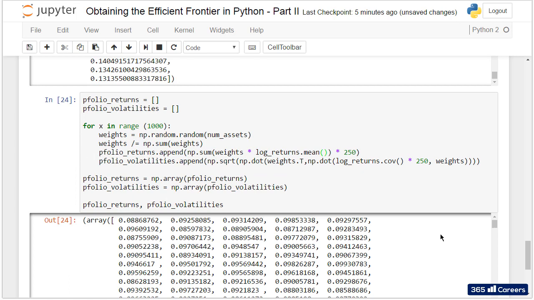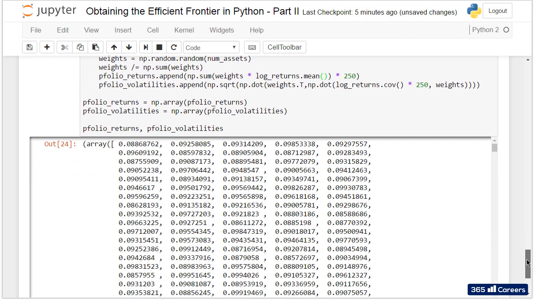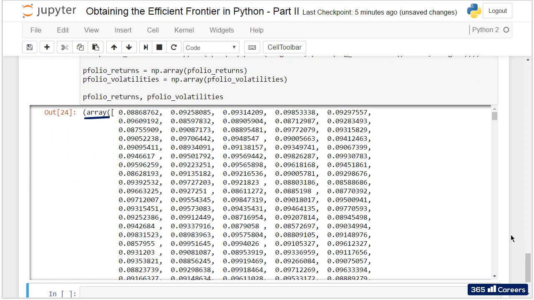Right. Now, we can see the two variables have been organized differently this time. They are arrays. Awesome! In the next video, we will plot the results on a graph.